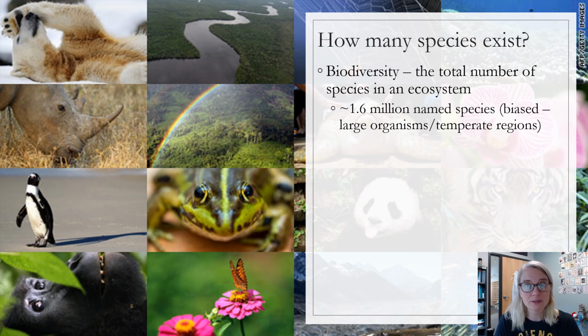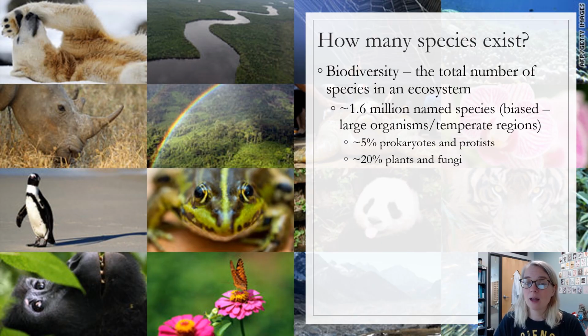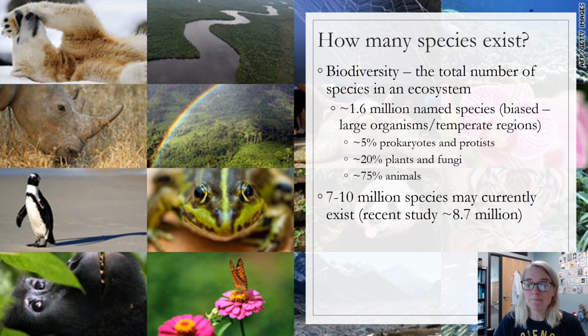So there's big gaps in our knowledge based on a couple different reasons. Of the 1.6 million organisms that we have identified, only about 5% are these microscopic prokaryotes and protists, about 20% plants and fungi, about 75% are animals, which is probably not even close to the actual number. There are probably way more prokaryotes and protists out there in the world that are not represented in this 1.6 million number.